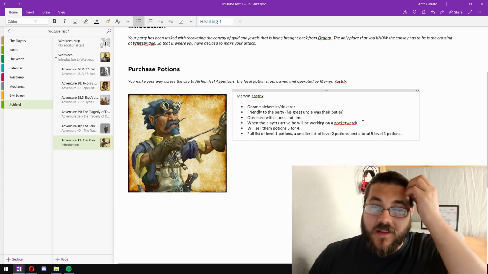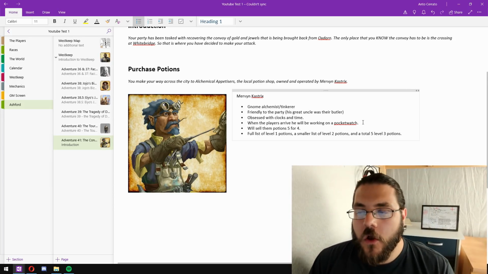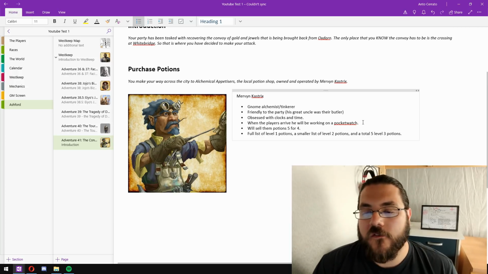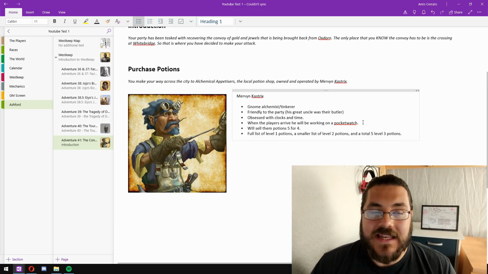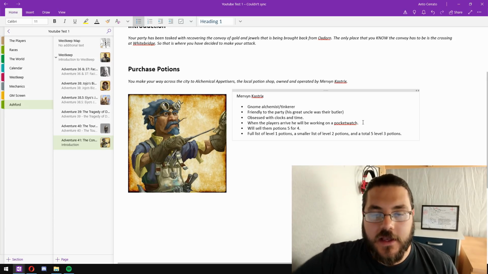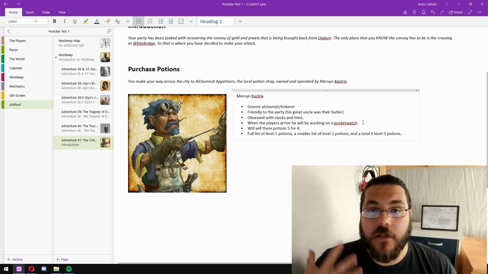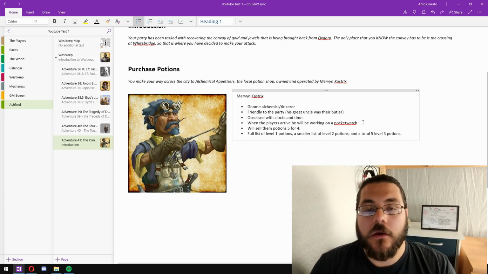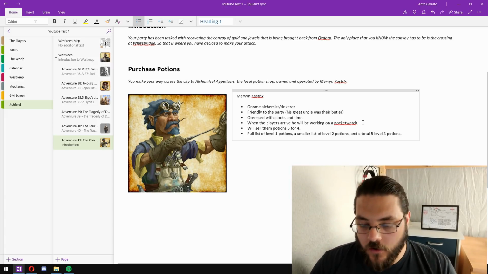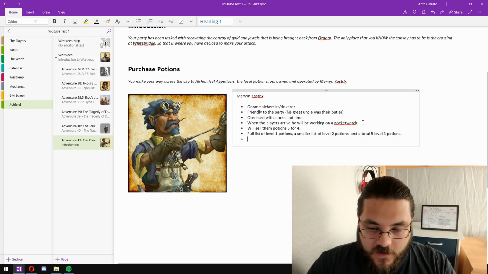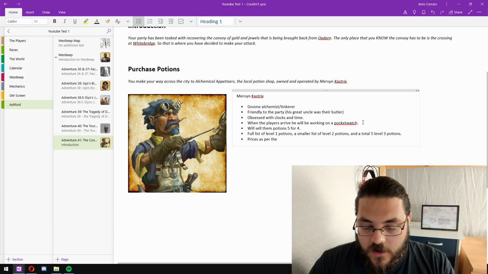Now those 5, I might decide that it's 5 Cure Serious Wounds, or if they ask for a different level 3 potion before that, I'll say yes, but I know that he has only 5 level 3 potions of any type altogether in stock. Prices as per the player's handbook.